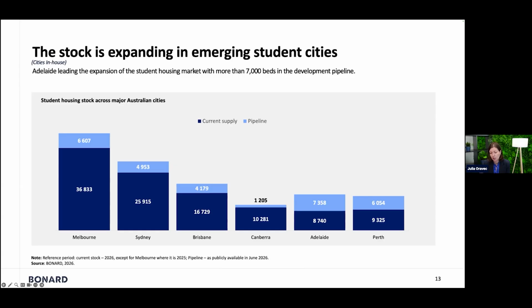In terms of total add-ons, of course, Melbourne and Sydney are adding fewer beds per development, and these 2 cities contribute up to 20 new developments each in the next 5 years.